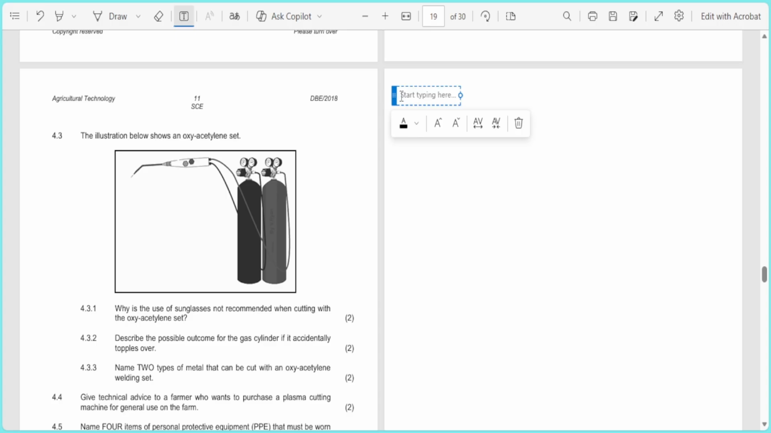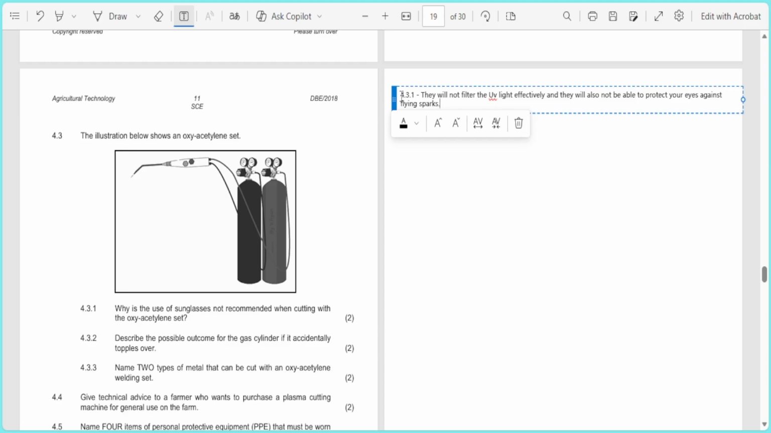So, sunglasses, we haven't answered the question. 4.3.1: the sunglasses will not filter the UV light effectively, number one, and they will also not be able to protect your eyes against flying sparks. Yeah, flying sparks, not spots, sparks.